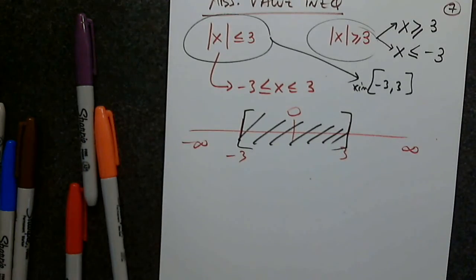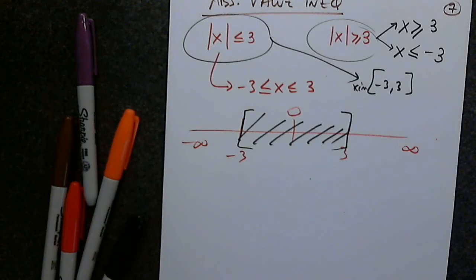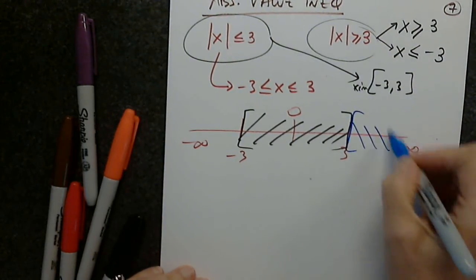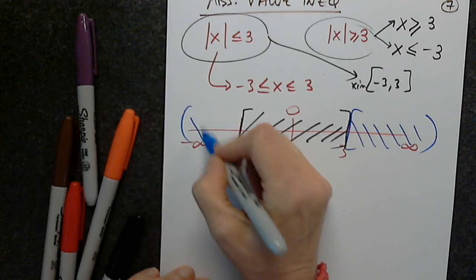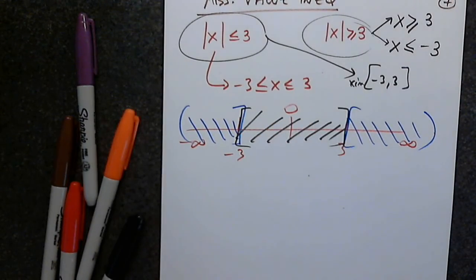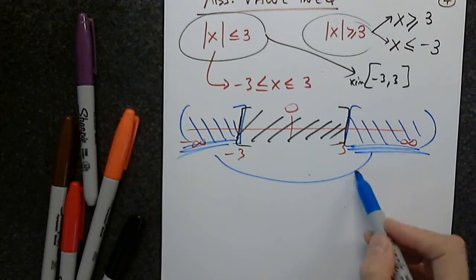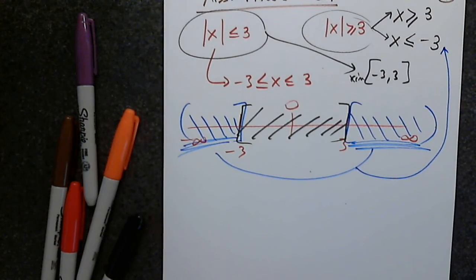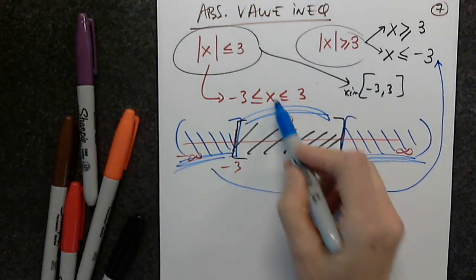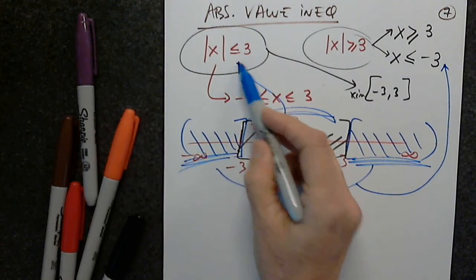Meaning this. This is what it means. This portion and this portion. So these two go with this inequality. The middle part goes with this inequality.